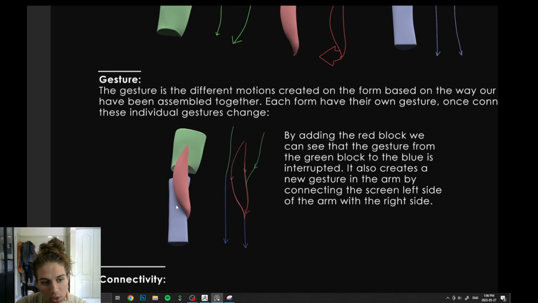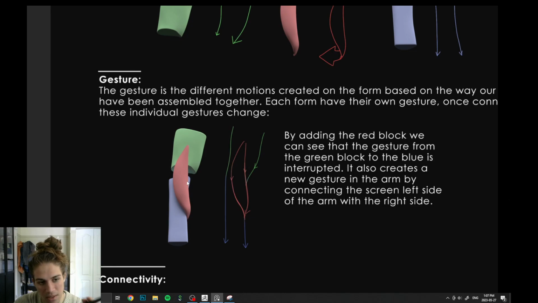So let's say we just put the green block with the blue block, then you have a clean and a soft direction, a continuous flow between the two. Now, when you add the red block to it, you're adding a certain connection going from the back of the green block to the front of the blue. And when you turn your shape, you're going to feel that connection all the way around your form. Once you like that red block, you're going to start seeing it everywhere on your human anatomy.